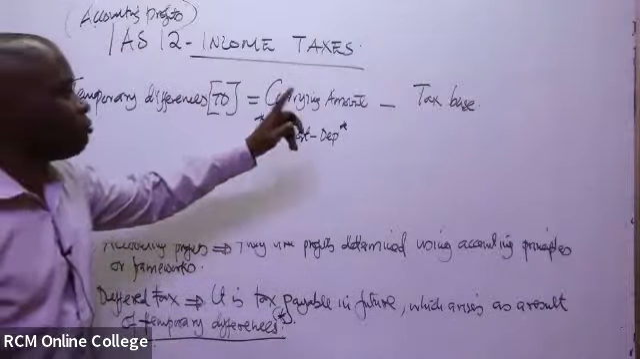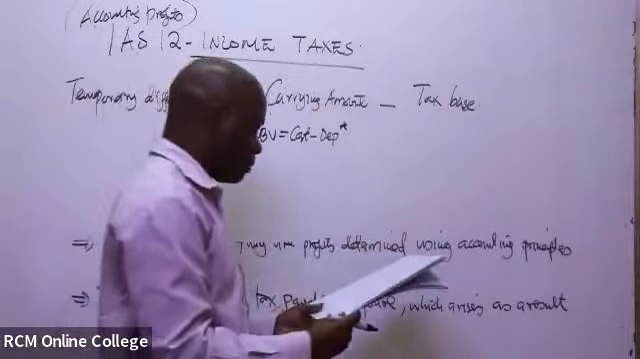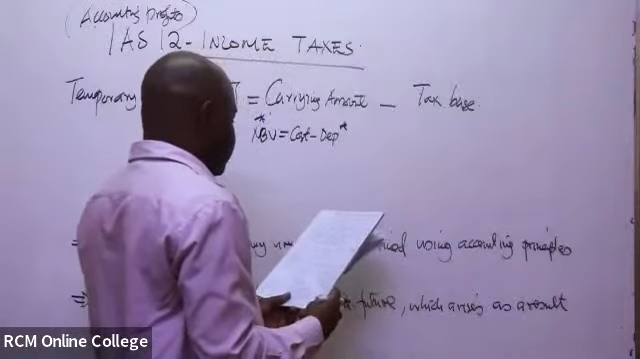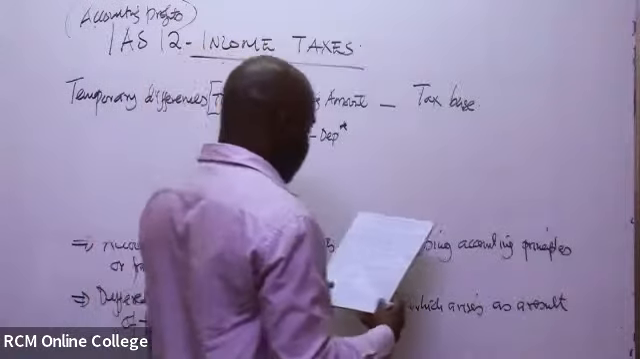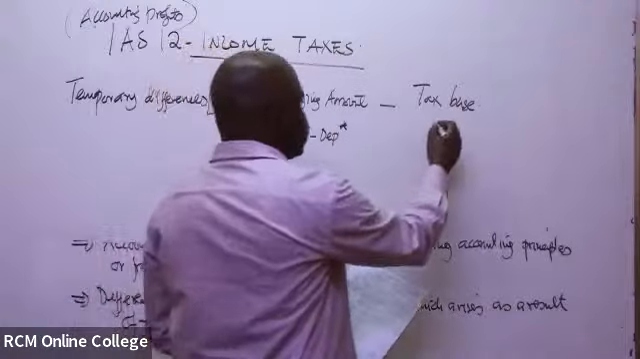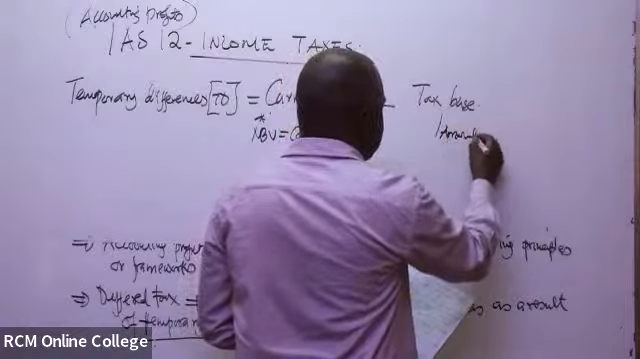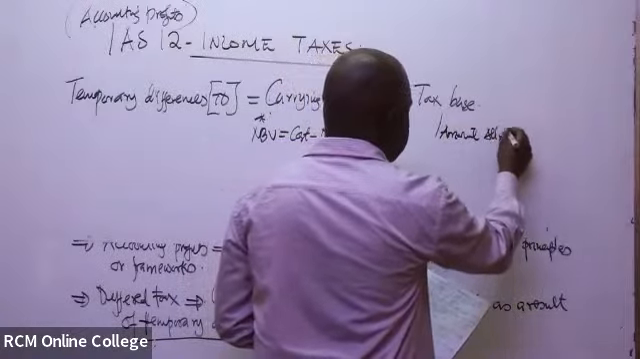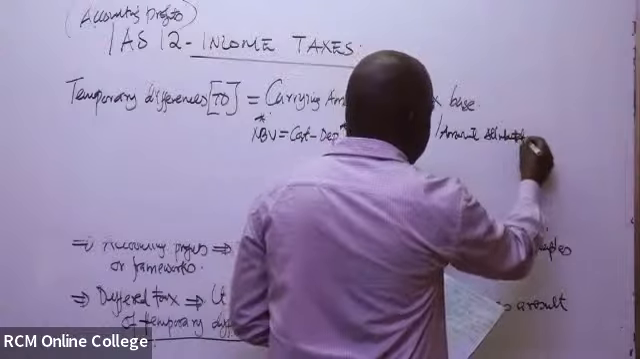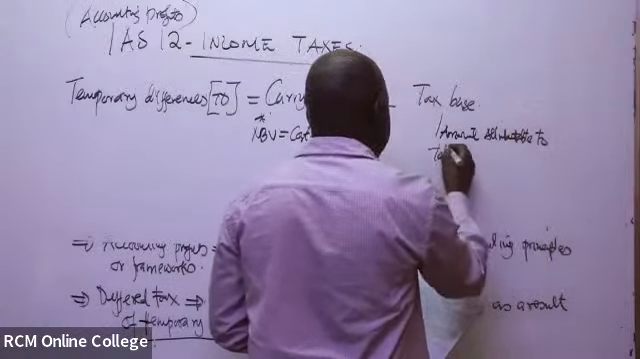But now you have to minus the tax base. This tax base will be determined by the taxman. So it is the amount attributable to tax in the future.